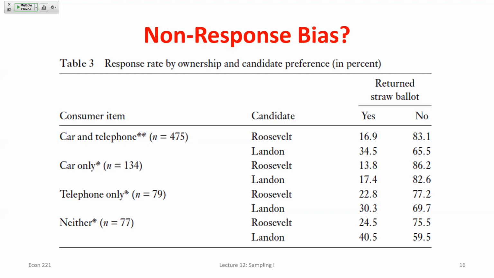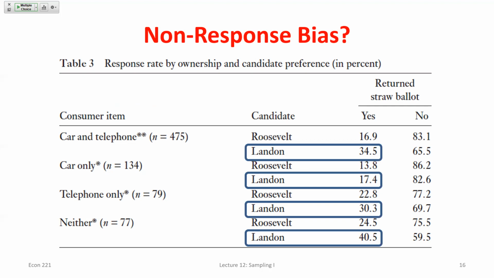So for people who own both a car and a telephone, right, this other straw poll that they had data on, notice only 17% of people who ended up voting for Roosevelt responded, and then 35% of people who ended up voting for Landon responded. So people who ended up voting for Landon were twice as likely to return a straw poll sentiment. And if you look at car only, pretty similar rates, but still Landon's higher. Telephone only, Landon's still higher. Neither, Landon's still way higher. For whatever reason, the Republican-voting individuals were just more likely to respond to a survey.